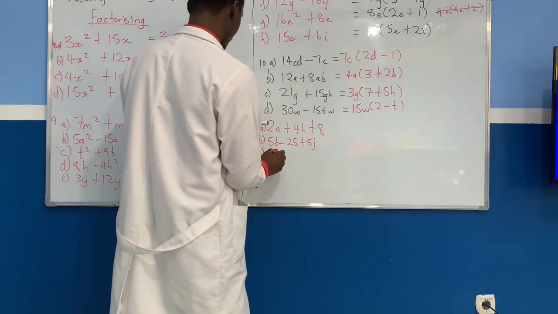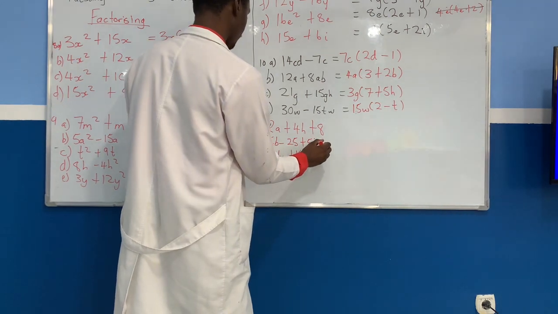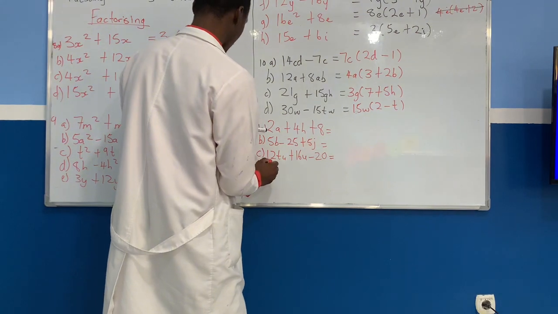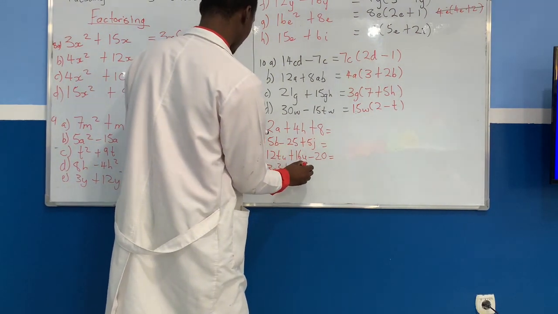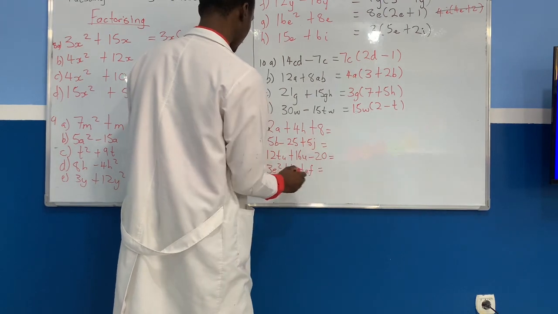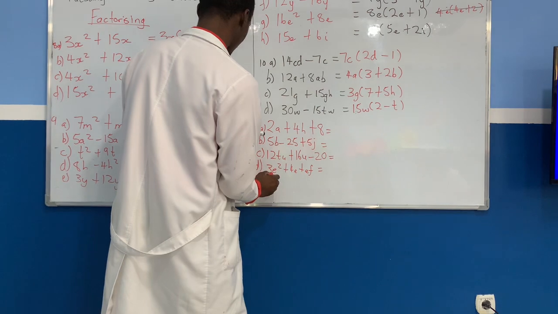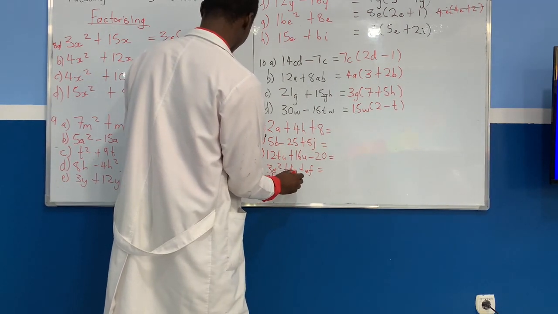c, 12tu plus 16u minus 20. Okay, then for d, it was 3e squared plus 4e plus ef. And e, 7k minus k squared minus ak.